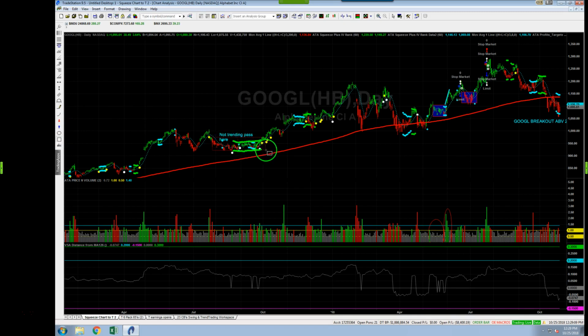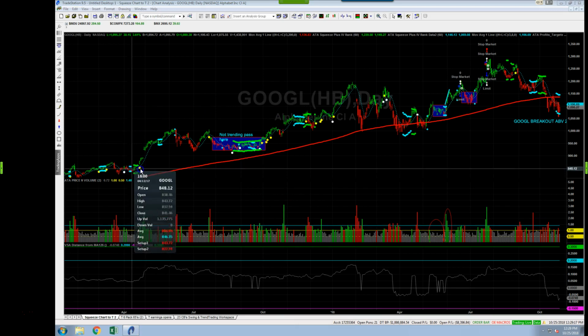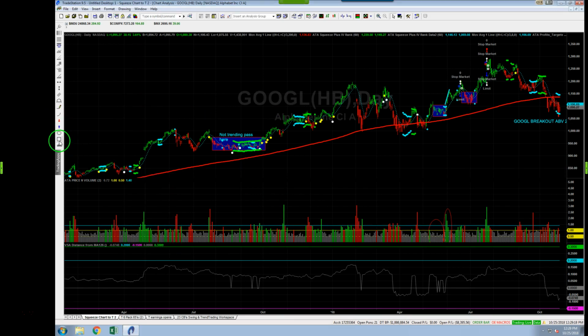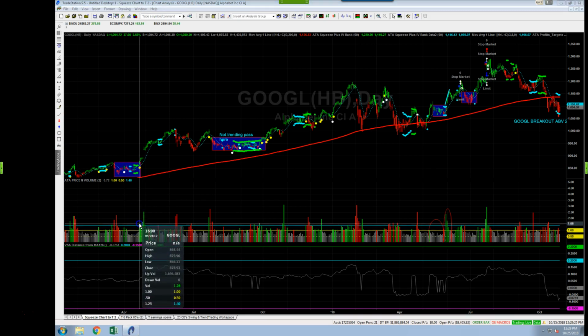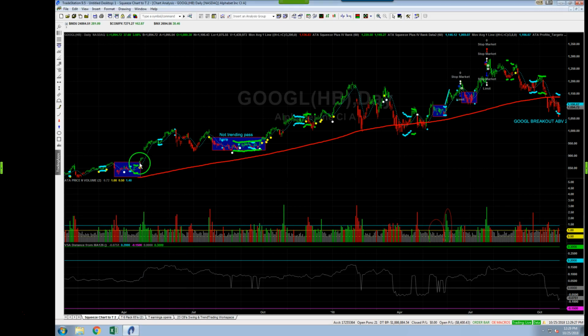Big moves tend to come out of periods of consolidation that get snapped by big days of buying volume. Here's Google. We're seeing a few great examples of the squeeze setup. Going nowhere, no volume, boom. That energy snaps, that rubber band snaps, move to the upside.